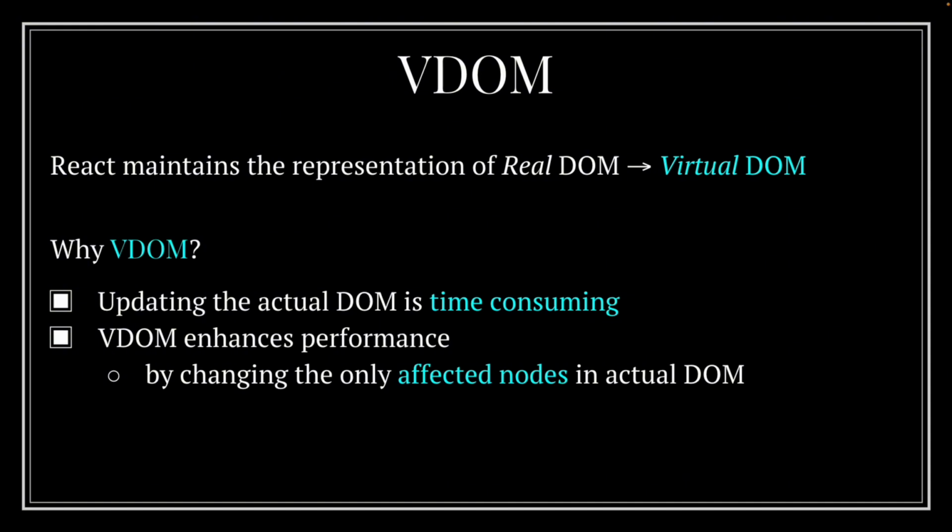So now imagine there are 30,000 nodes, out of that only 5 nodes are updated. So VDOM will make sure only those 5 nodes are changed.